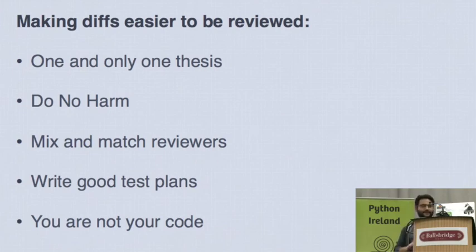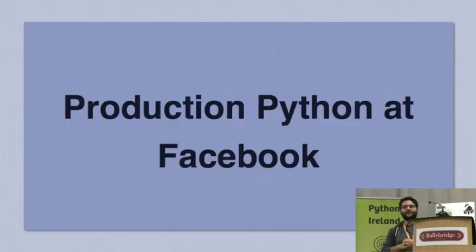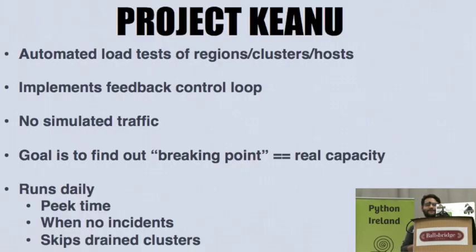So we are almost at the end of the talk, and now I'm going to give you an example of a Python project that we use in production. The project name is Keanu. It's an automated tool for performing load tests of clusters and regions. The name comes from the 91 movie Point Break, starring Keanu Reeves. We use that name because the goal of the system is to find the breaking point for each cluster or region or a bunch of hosts.